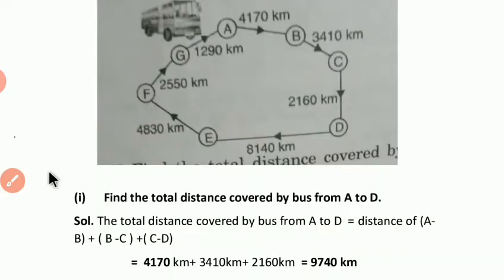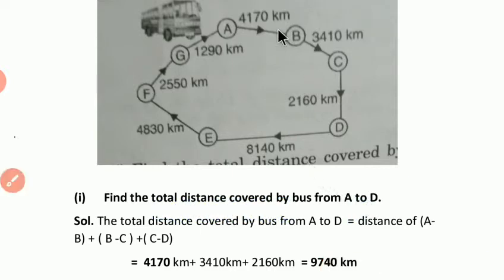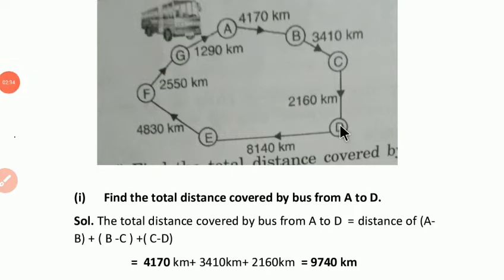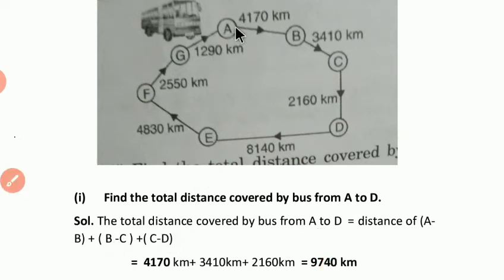Now let's see question number 1. Find the total distance covered by the bus from A to D. We have to find the distance from A to D, meaning A to B, then B to C, C to D. How much distance did the bus cover? The total distance covered by the bus from A to D is equal to the distance from A to B, then B to C plus C to D. From the figure we can see that the A to B distance is given as 4,170 km. So write it as 4,170 km, plus the distance from B to C, which is given as 3,410 km.